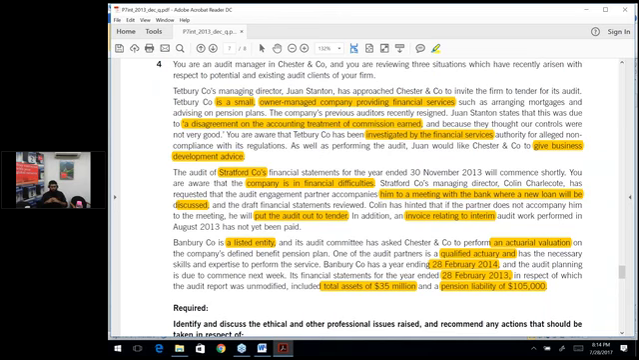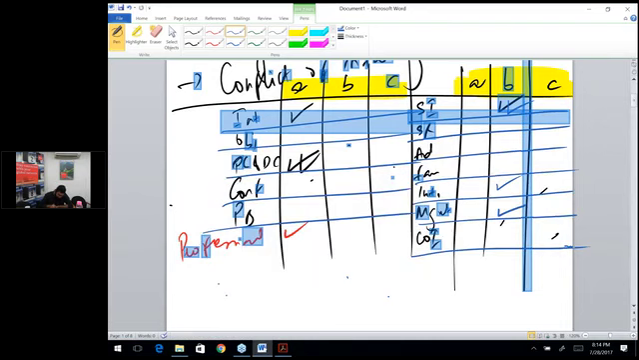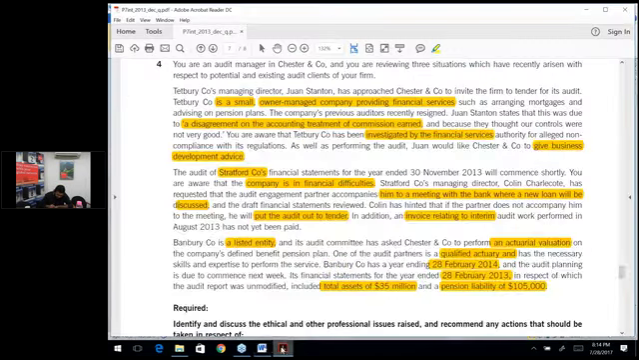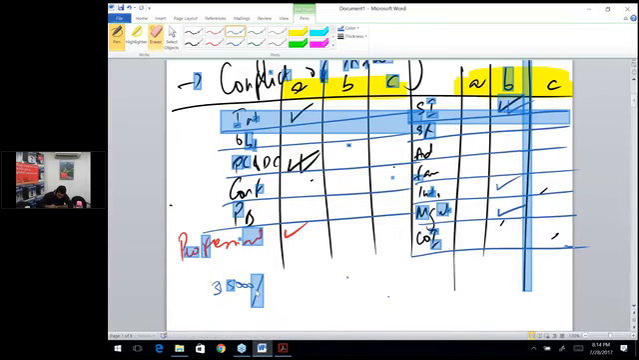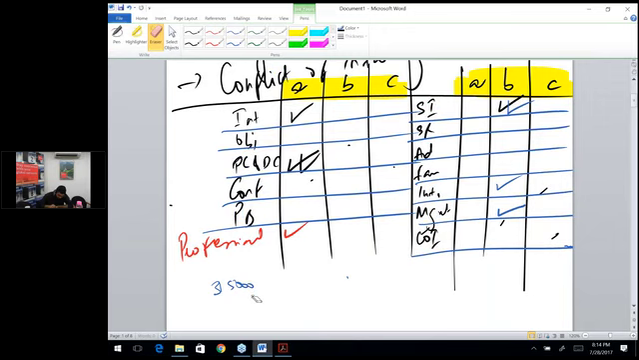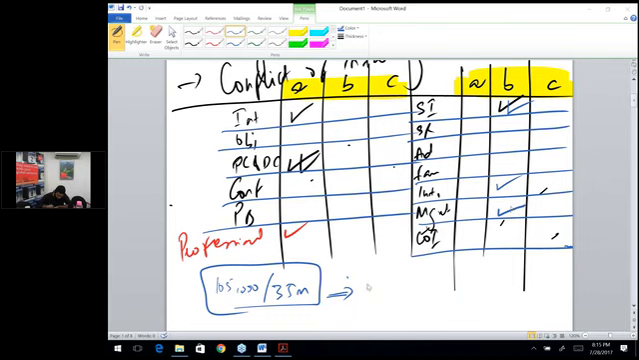Now see, if I say 105,000 divided by 35 million, how much is it? Point 3%. Okay, Naved, I'll come back to it. Don't worry about it. So 105,000 divided by 35 million gives you 0.3%.